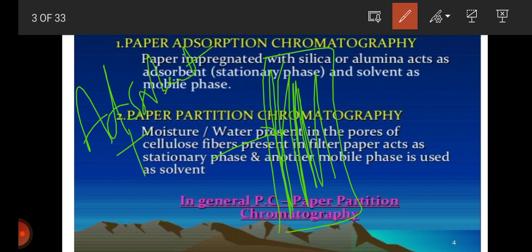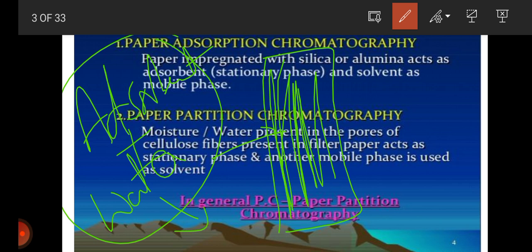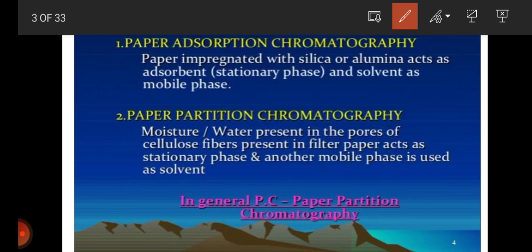In that material, you have to add a proper proportion of water. This mixture, where we mix water with the adsorbent in a proper ratio, we will call slurry. This slurry we are going to introduce on our filter paper, which will act like a stationary phase.